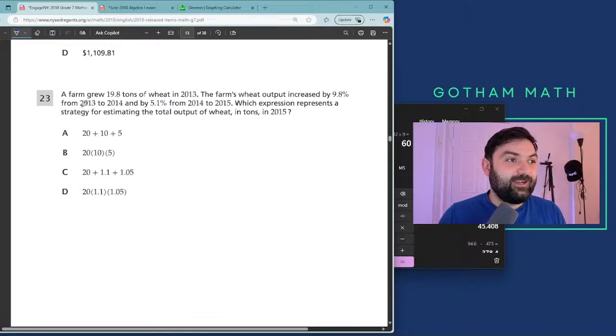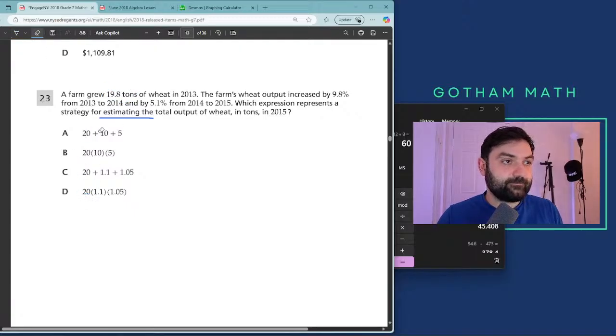So, a farm grew 19.8 tons of wheat in 2013. The farmer's wheat output increased by 9.8% from 2013 to 2014 and by 5.1% from 2014 to 2015. Which expression represents the strategy for estimating the total output of wheat in tons in 2015? Well, that's a decent question, actually. All right, so first of all, they say estimating, right? Do you see that in all answers, they have like 20? That's how they estimate the 19.8. So they use 20. That's why they said estimate.